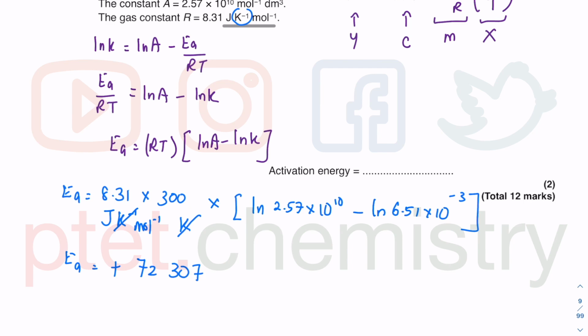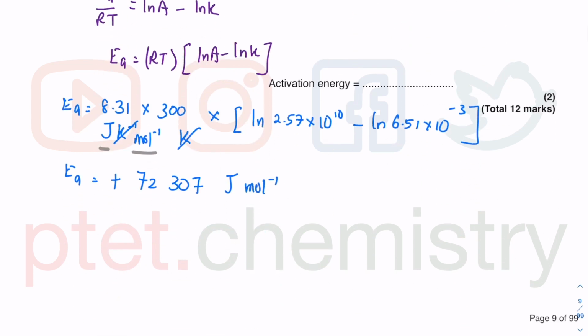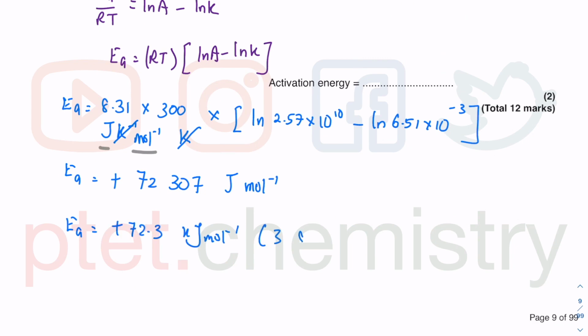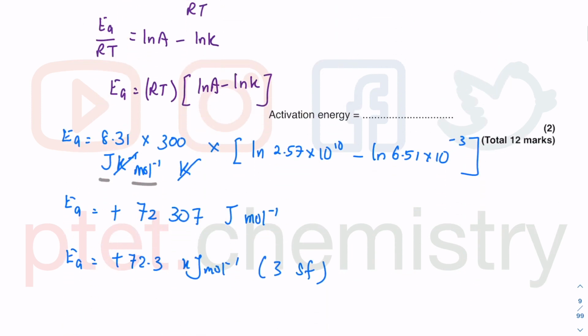As you can see the unit, follow the mathematics, the physics, that is joule per mole. You want it to be in kilojoule per mole. So you divide that by 1,000 and you're going to get plus 72.3 kilojoule per mole. I gave my answer to 3 significant figures simply because you look at the data in the question, 2.57, 3 sig fig, 8.31, 3 sig fig. So my final answer there, plus 72.3, sign, value and unit, for what you learned from the energetics topic. Sign, value and unit, activation energy. That's it for that 12 marks question.